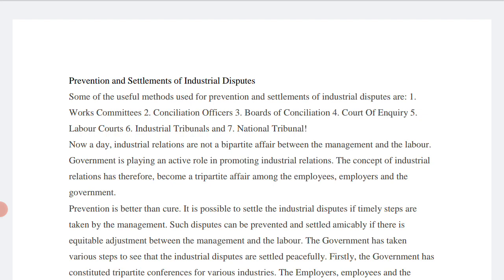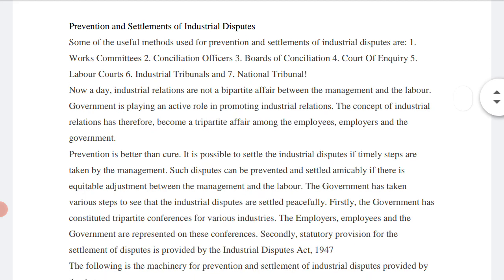It means what? If you think that something might result into a disputable phase, try to control it at that time itself. What you can do is settle it down by discussing, by conversating, by communicating. Or else there are certain other ways through which you can control such things. See, it is possible to settle industrial disputes if timely steps are taken.